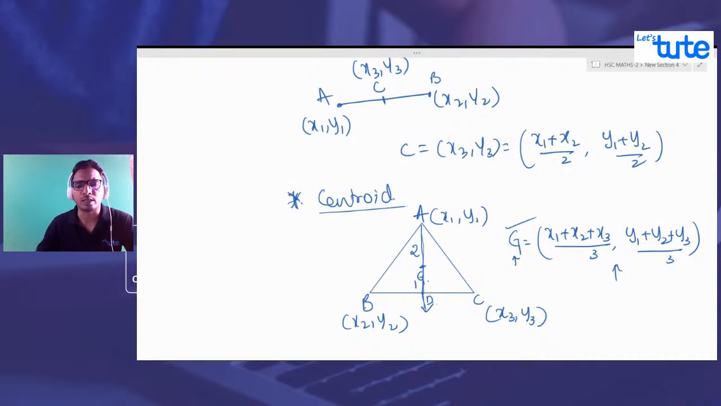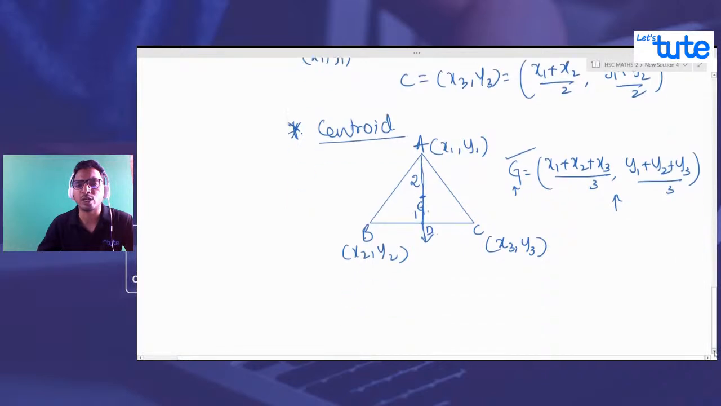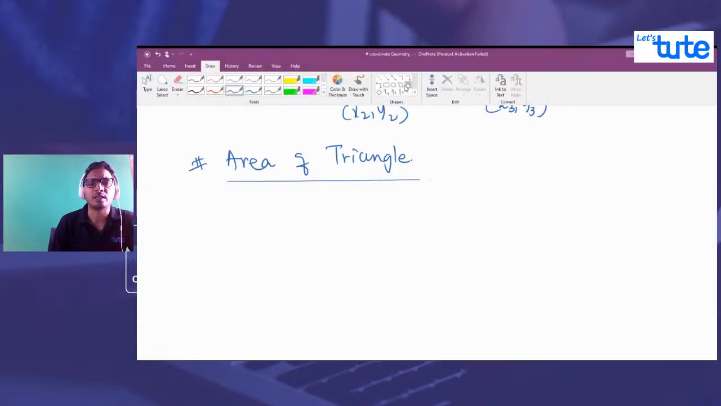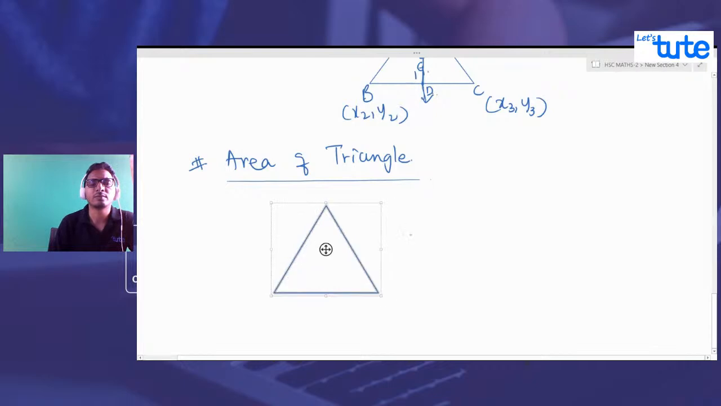And what else have we learned? We also saw the area of a triangle in coordinate geometry. The last concept which we learned, area of triangle. In area of triangle, we have seen that if we have the coordinates of the vertices of a triangle, then we can find the area of this triangle.